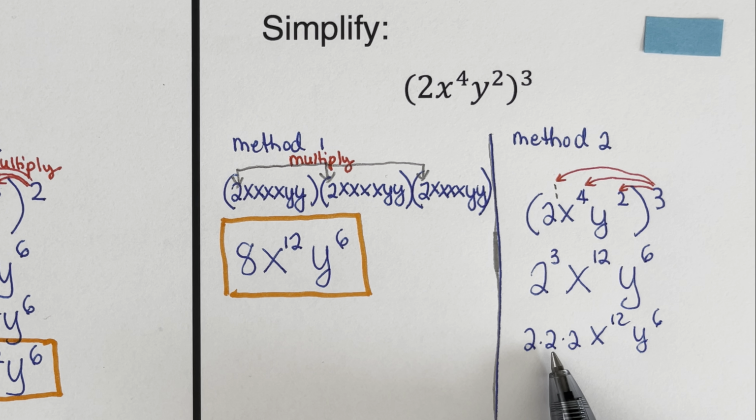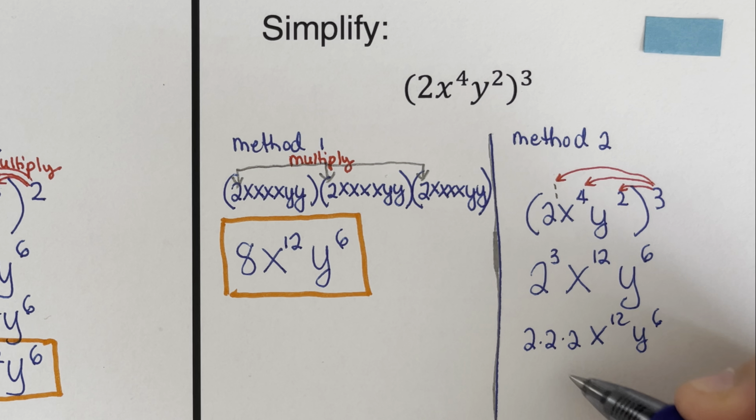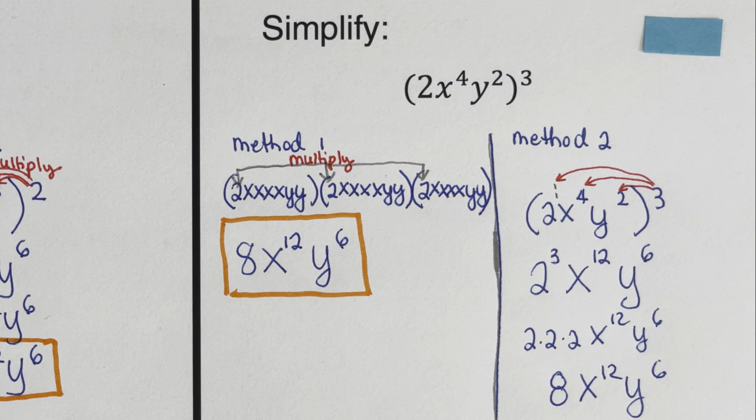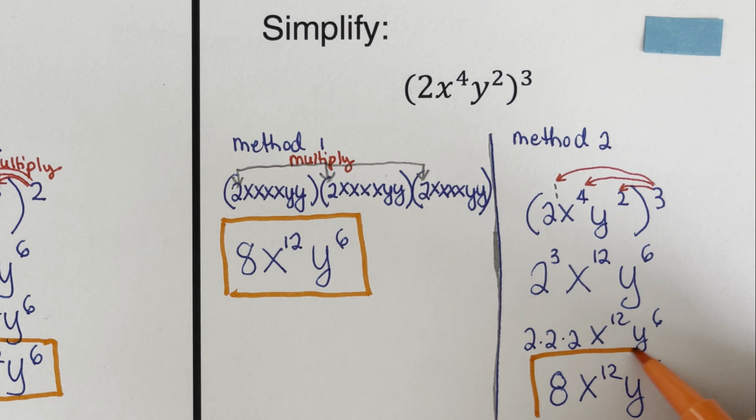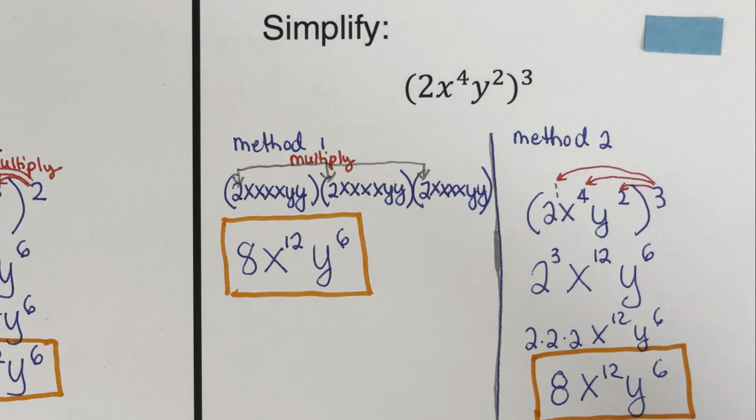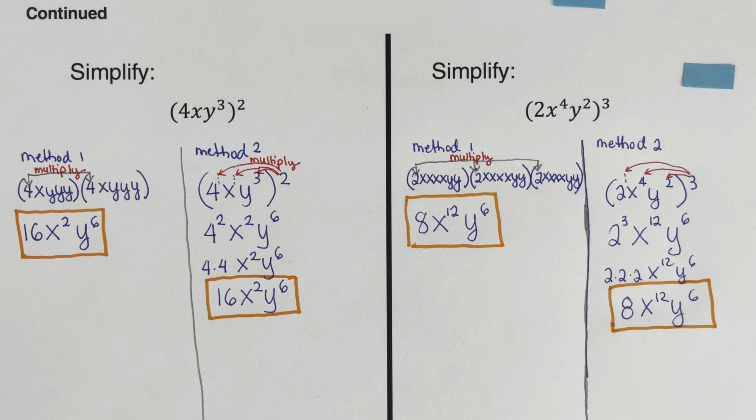So 2 times 2 is 4. 4 times 2 is 8. And then that is x to the 12 and y to the 6th. So this is the simplified version of this expression that we have up there. Did you get the same answers as this?